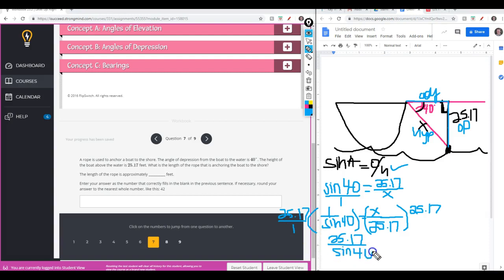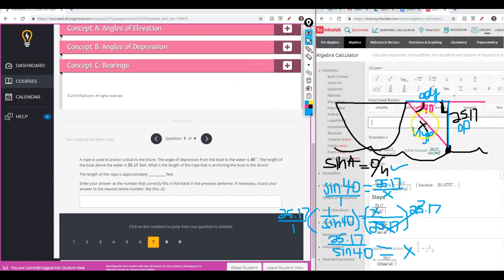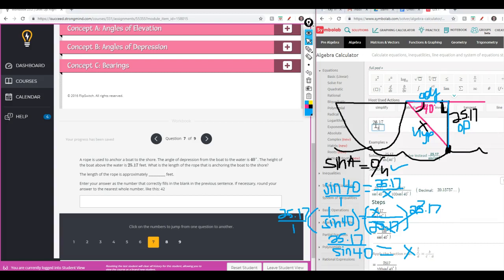And then, on this side, we would have x divided by 25.17 being multiplied by 25.17. These reduce down to 1. That was our whole goal in doing that. So then we're just left with 1x, which is more commonly just written as x. So jump over to our calculator. We have 25.17 being divided by sine of 40.